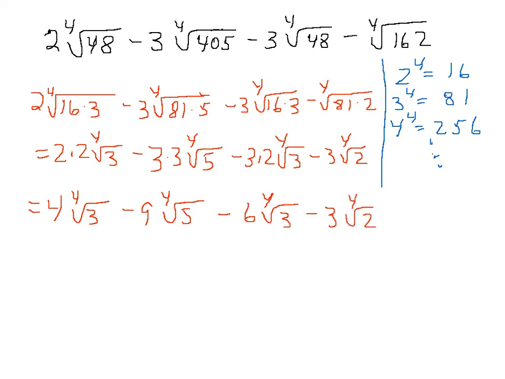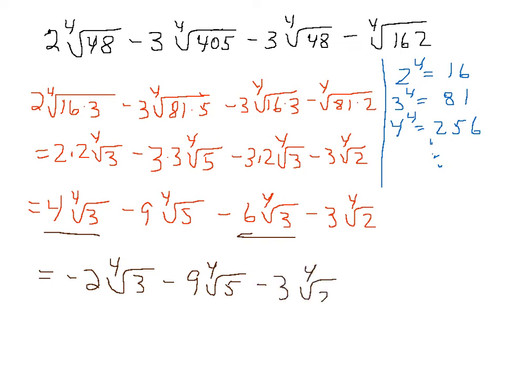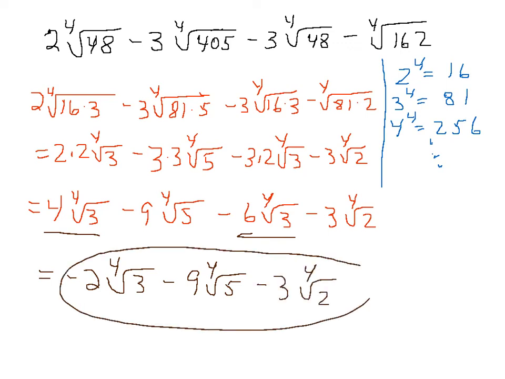And do you see any like terms? Let's see, we've got the fourth root of 3 and the fourth root of 3. So if I add those two together, I get minus 2 times the fourth root of 3, minus 9 times the fourth root of 5, minus 3 times the fourth root of 2. And there we go, so there's our final answer. It took a lot of work, and it really, really helped to have a little table of knowing what the numbers are that you can take the fourth root of.